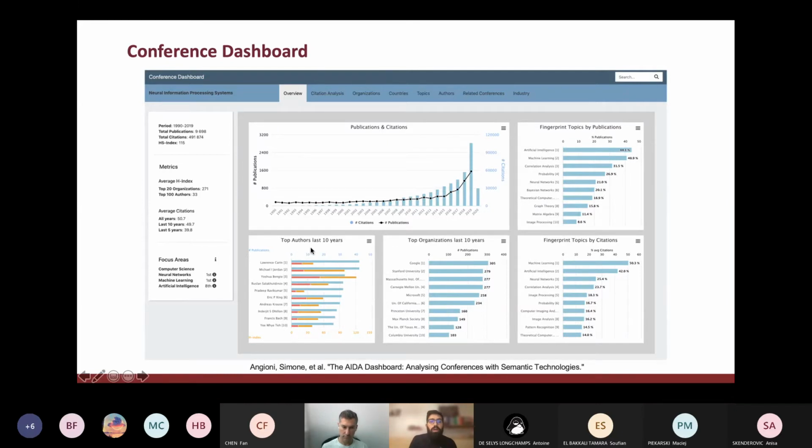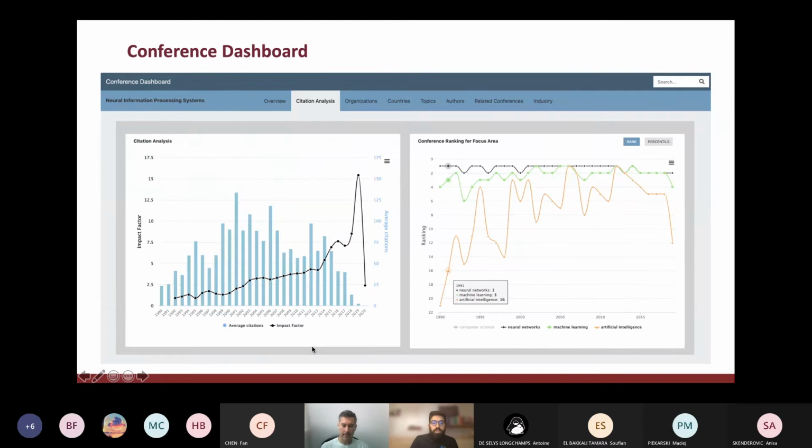Then you can find top authors in the last 10 years and the top organizations in the last 10 years. And as you can see, there are also companies here. There are Google and, let me see, Microsoft, and let's see, the rest are all universities.